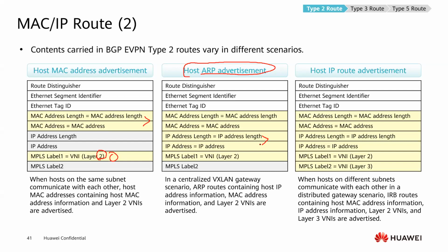And what is next? The last is the host IP route advertisement. Compared to the host ARP advertisement, it has just one more piece of information: the Layer 3 VNI. What is the Layer 3 VNI? We don't know it yet, but now it doesn't matter. It is not important. We will try to understand it on a later page.